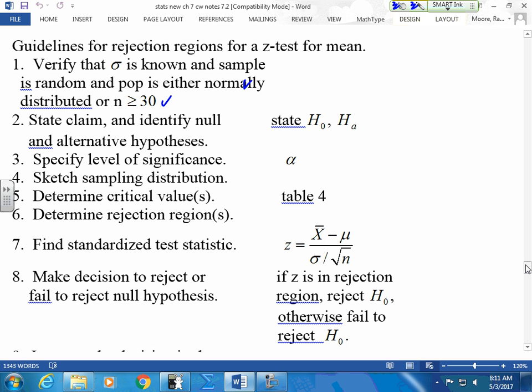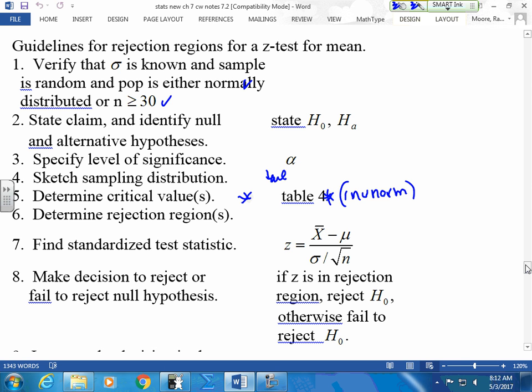We're going to state your claim. From your claim, we're going to figure out who's your H0, who's your HA. We're going to take your level of significance. We're going to sketch the tail. And then we're going to find your critical value. Table 4, you use inverse norm. Make yourself a little note on your note packet.